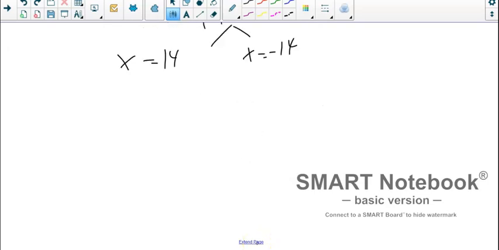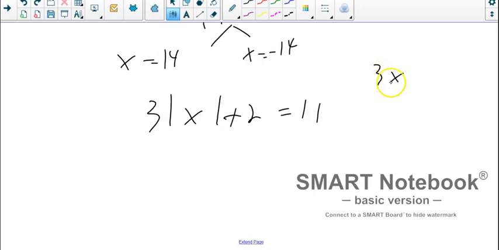So what's the next level of difficulty? Let's put something out in front of the bars. Whoops, it's very easy to accidentally draw parentheses. We do those more often. Do something like this, and a number here equal to 11. Okay, well, again, we need to get the absolute value alone. Just like if it was 3x plus 2 equals 11. We'd still want to get the x alone by subtracting 2, divided by 3. Same thing here. We're going to subtract 2.